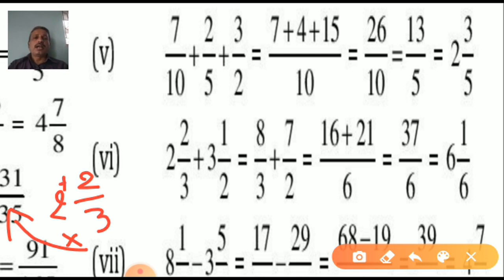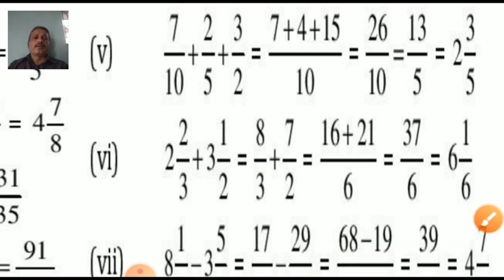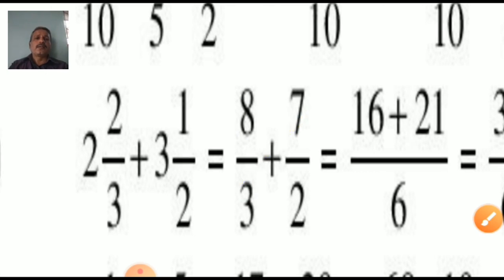Okay, 3 2s are 6. 6 plus 2, 8. Yes, 8 is here. Good. And the denominator 3 will remain as it is. Same way for here, 3 2s are 6 plus 1, 7. Yes, 7 upon 2. So here you can clarify the first step.